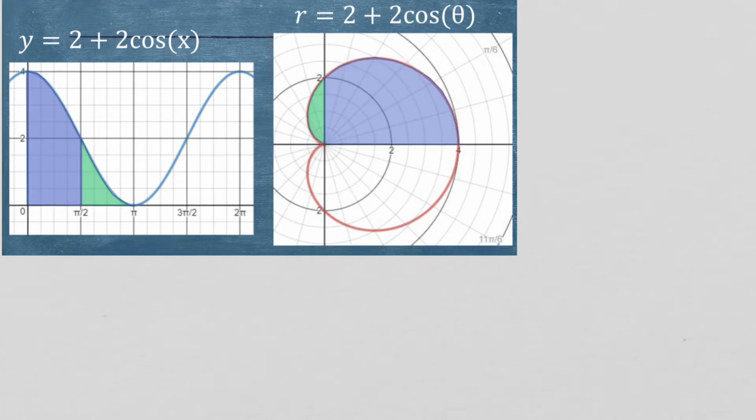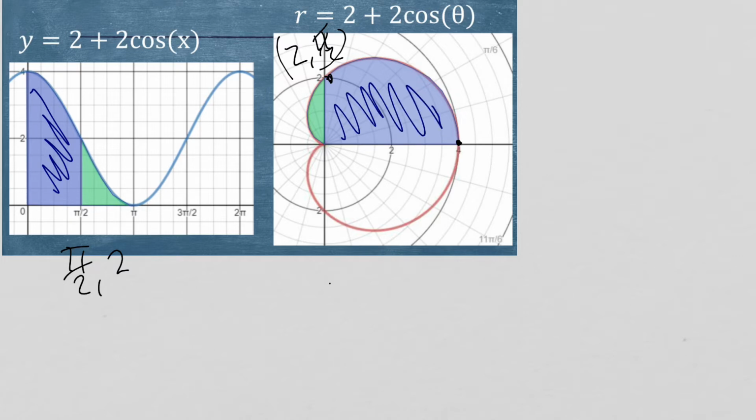All right, so at 0 degrees, my radius is 4. So at 0 degrees, we are starting right here at 4. At pi over 2, my answer is 2. So at pi over 2, which is right here, here's my radius. So this whole area you should be shading in, whatever color you have. This is my blue. This is all above there on the polar graph.